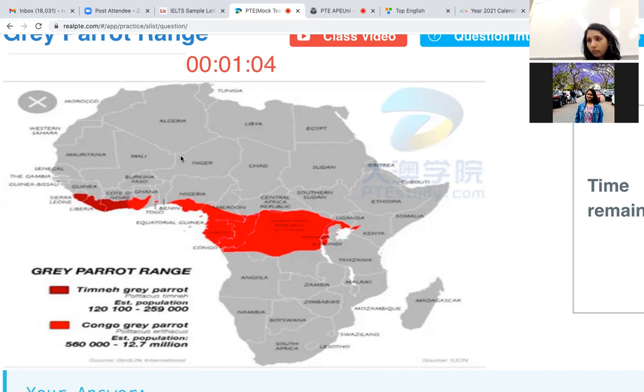From the image, I can see Congo gray parrot. From the image, I can see Tammany gray parrot. From the image, I can see 2.7 million estimated population. To conclude, the image is very informative.